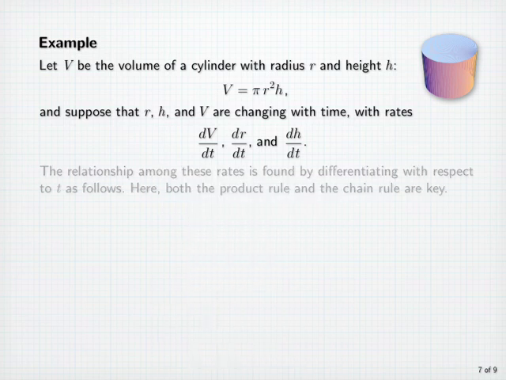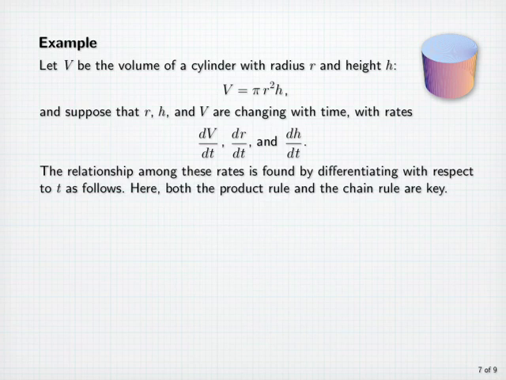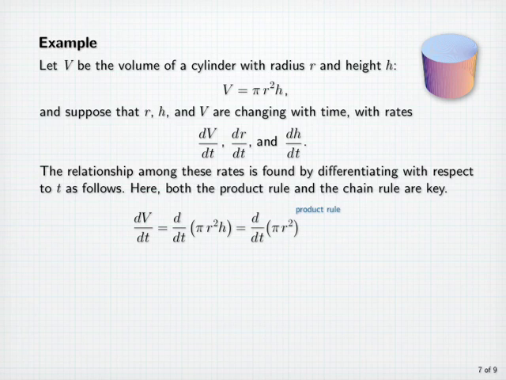The relationship among these rates is found by differentiating with respect to t as follows. Here both the product rule and the chain rule are key. The derivative of V with respect to t is the derivative with respect to t of pi r squared h. Remember, we're thinking of r and h as functions of t. We need to use the product rule here. We'll take the derivative with respect to t of pi r squared and multiply by h and add pi r squared times the derivative of h with respect to t.